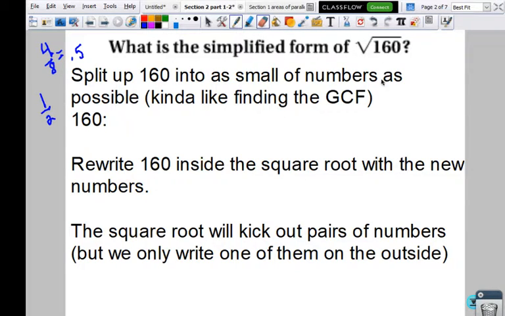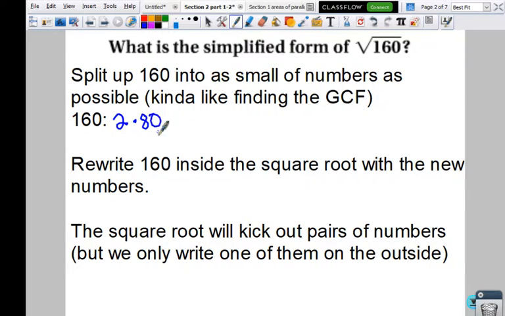So we're going to simplify the square root of 160. And to do that, you remember back when we found the greatest common factor, and we said, what can you multiply together to get 160? 80 times 2, or 2 times 80, right? So I'm going to go 2 times 80.